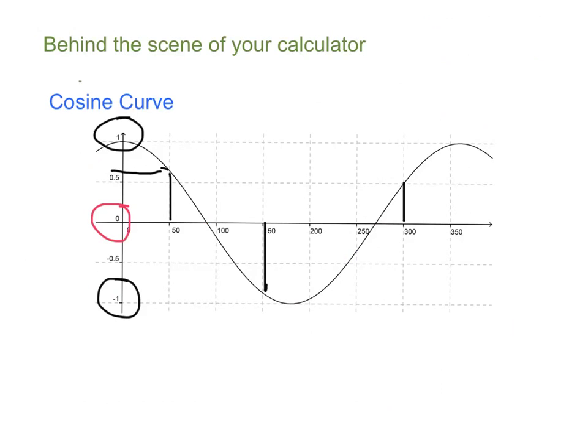So from here you can see that the values of cosine again go as high as 1, as low as minus 1, and this time we have positive at the ends and negatives in the middle. So you will get positive and negative numbers from 1 to minus 1 for cosine.